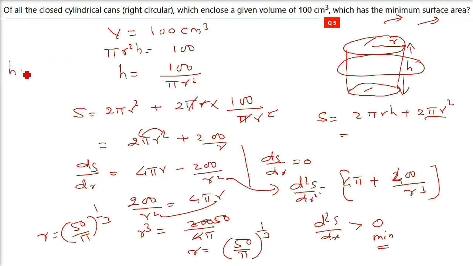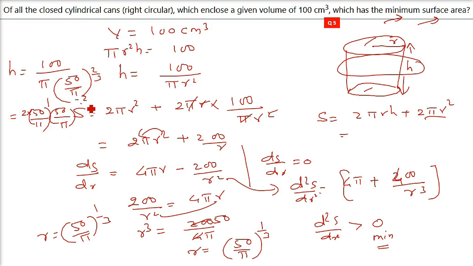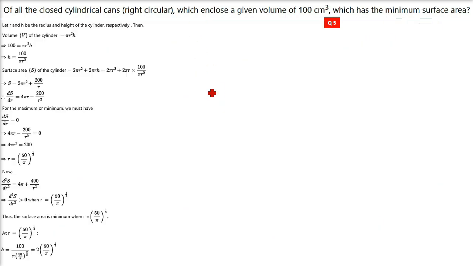But once we have the radius, we need to find the height also. Height is 100 by pi r square. And this r square goes to 50 by pi to the power 1 by 3 into 2, which is 2 by 3. Now this 100 by pi can be written as 2 into 50 by pi. When you have 2 into 50 by pi, this 50 by pi in the denominator goes up, with power minus 2 by 3. So 1 minus 2 by 3. Let me show you what I am trying to say. 2 into 50 by pi, 50 by pi to the power 1, this goes up, minus 2 by 3. 1 minus 2 by 3 is 3 minus 2 by 3, that is 1 by 3. So what do you get? 2 into 50 by pi raised to 1 by 3. This gives you the height also. We have the radius also and the height also.